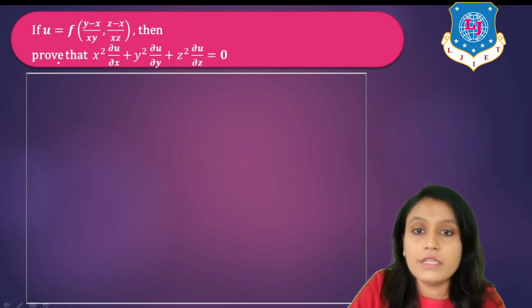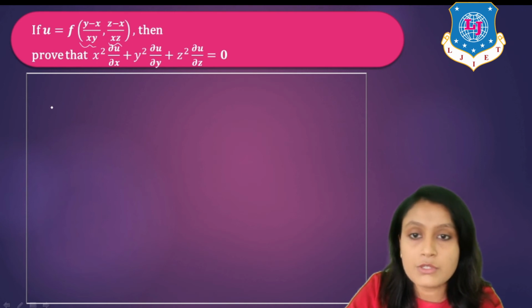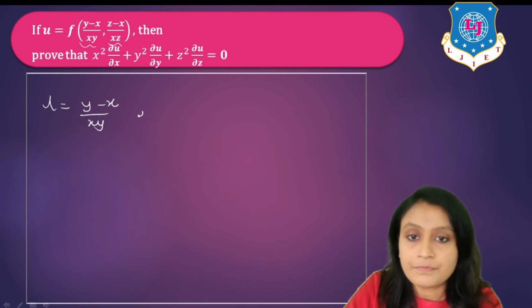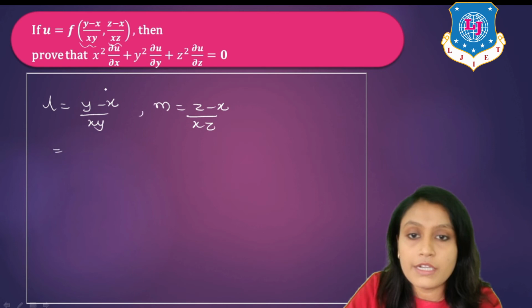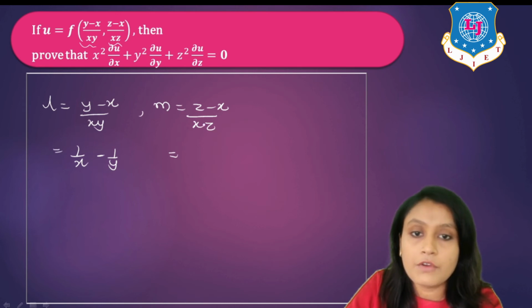Okay, now in this type of example we have to suppose these two terms. Firstly we will suppose this (y − x)/xy as L and this (z − x)/xz as M. Just dividing individually, what you will get here? 1/x − 1/y, and from here what you will get? 1/x − 1/z.